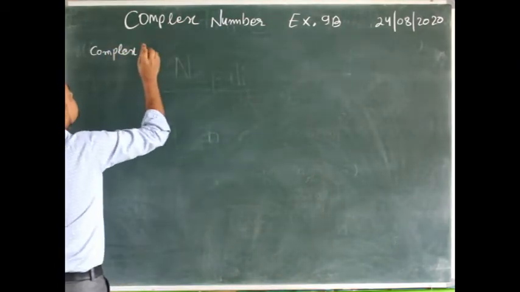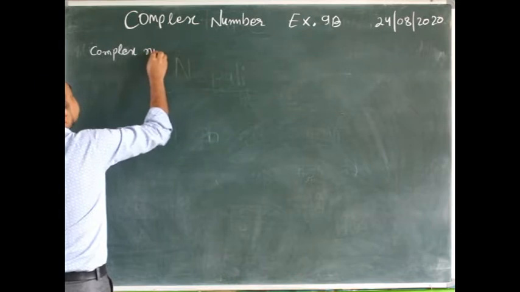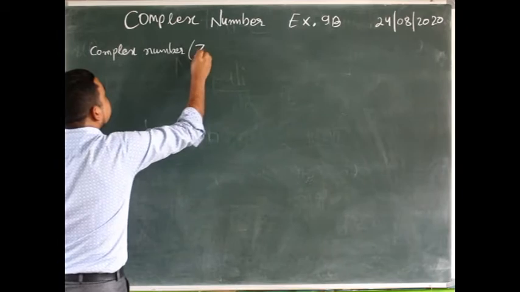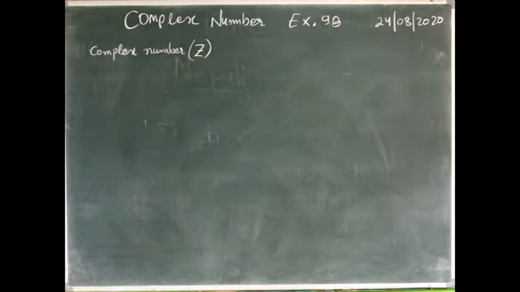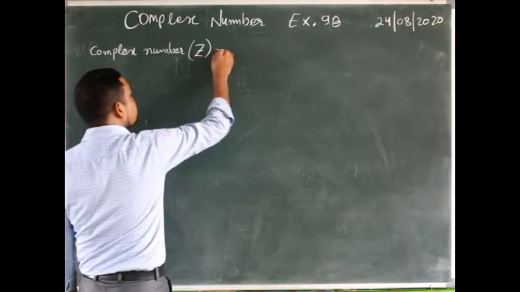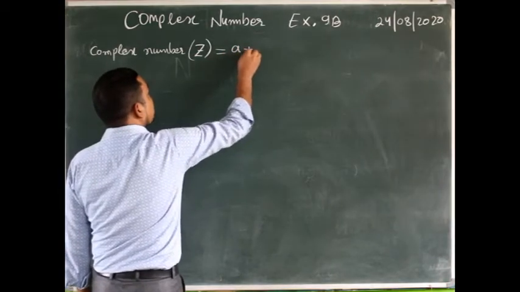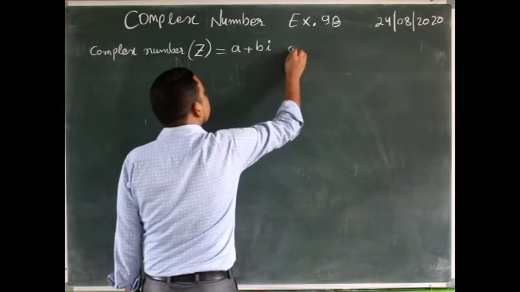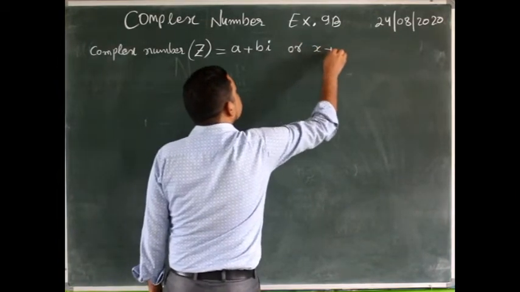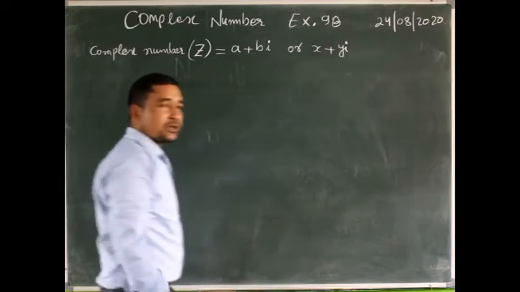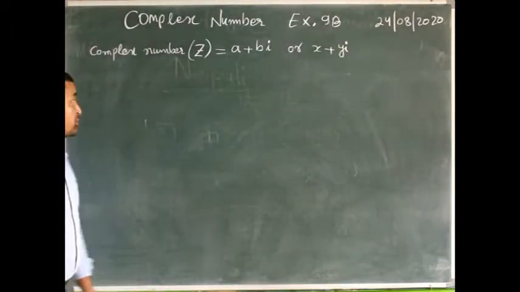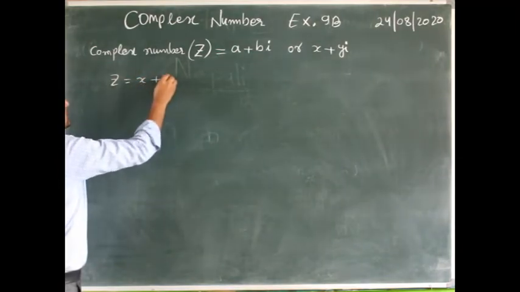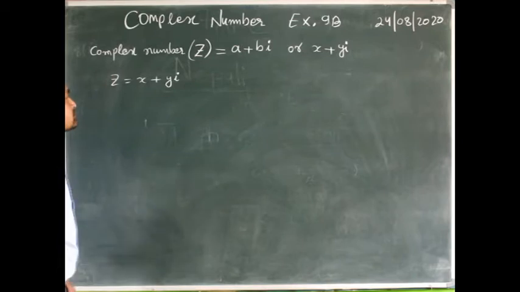A complex number is indicated by the letter Z. The expression of a complex number is a plus bi, or x plus yi. This is the general form of a complex number. Then z equals x plus yi.